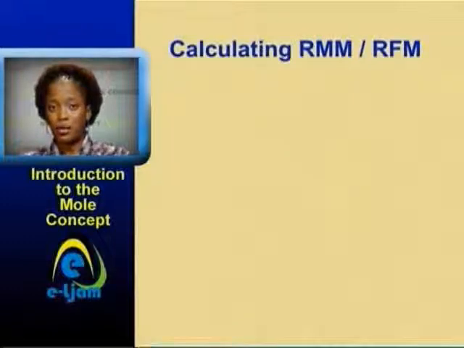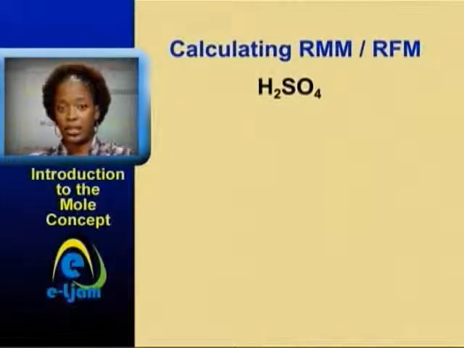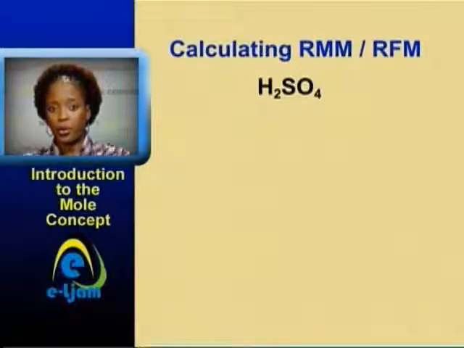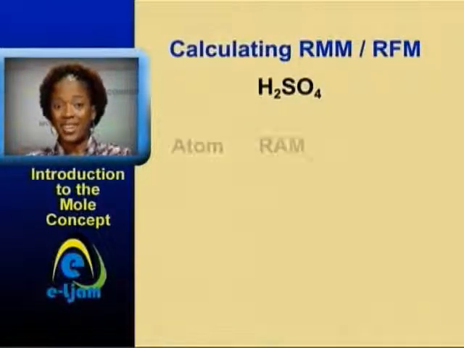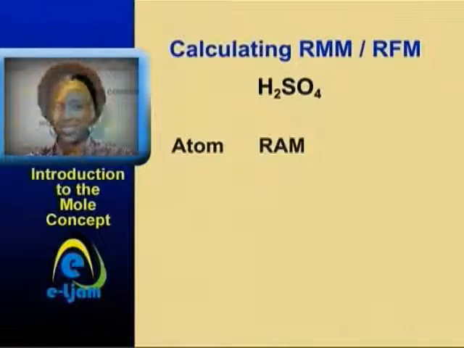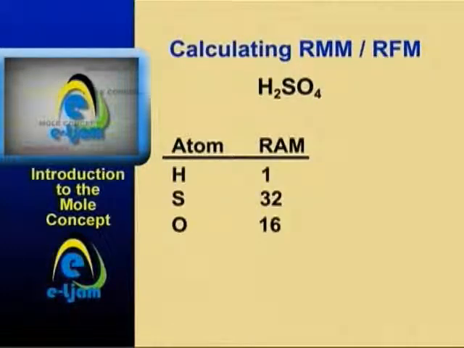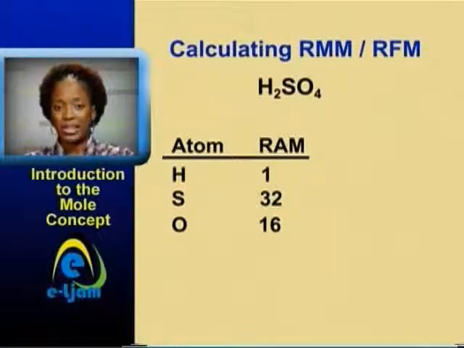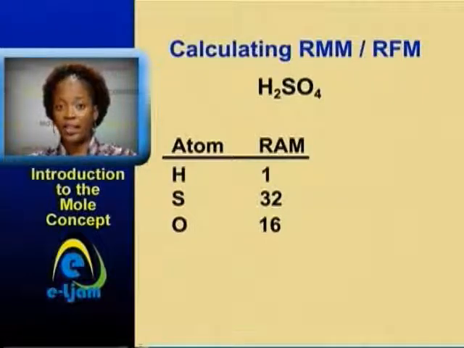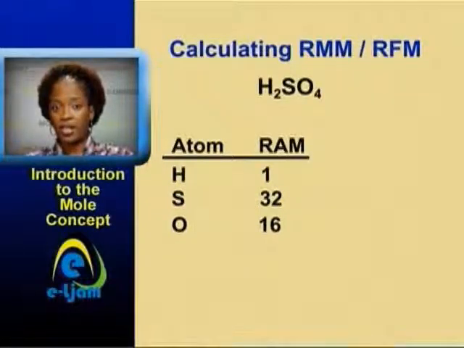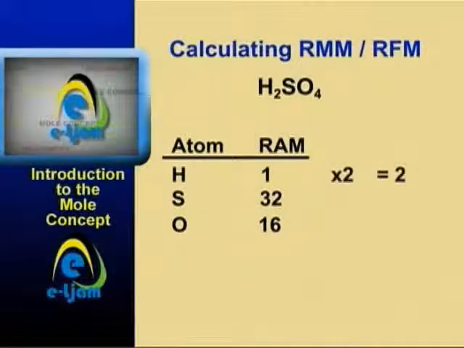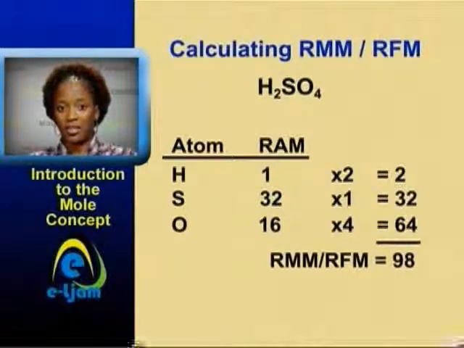The following steps may be observed when determining the relative molecular mass or relative formula mass of a compound. 1. Identify the atoms or ions present. 2. Multiply the relative atomic mass of each atom or ion by the number of such atoms or ions present in the formula unit or molecule of the compound. 3. Add the products obtained.